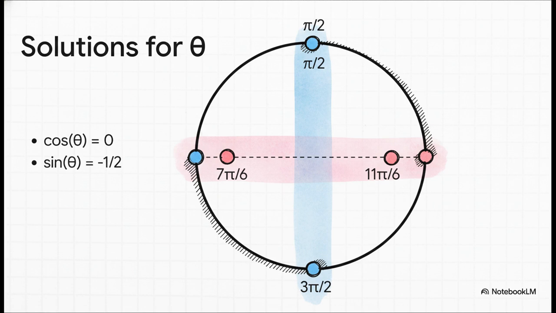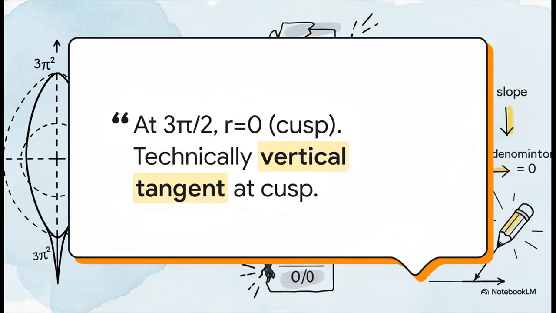For the second piece, 1 plus 2 sine theta equals 0, well, that just means sine theta has to be negative 1/2. And that happens at 7 pi over 6 and 11 pi over 6. But hold on a second. There's a trap here, and it's a really common one. Take a look at that solution, 3 pi over 2.